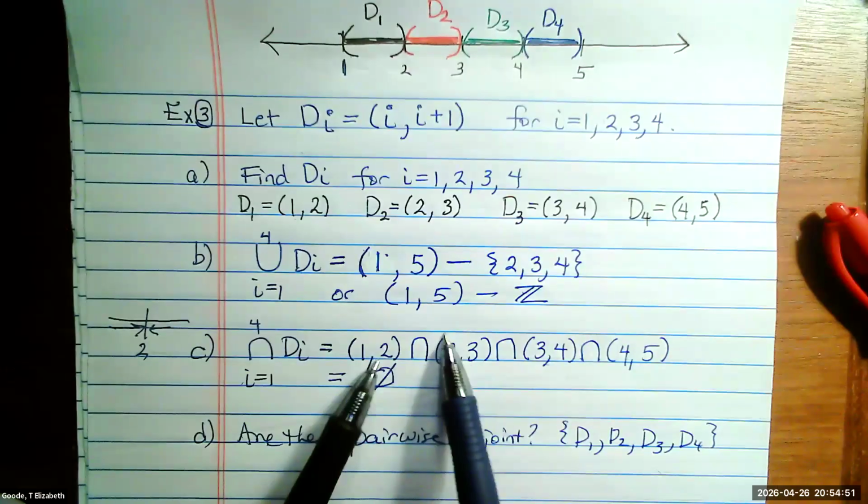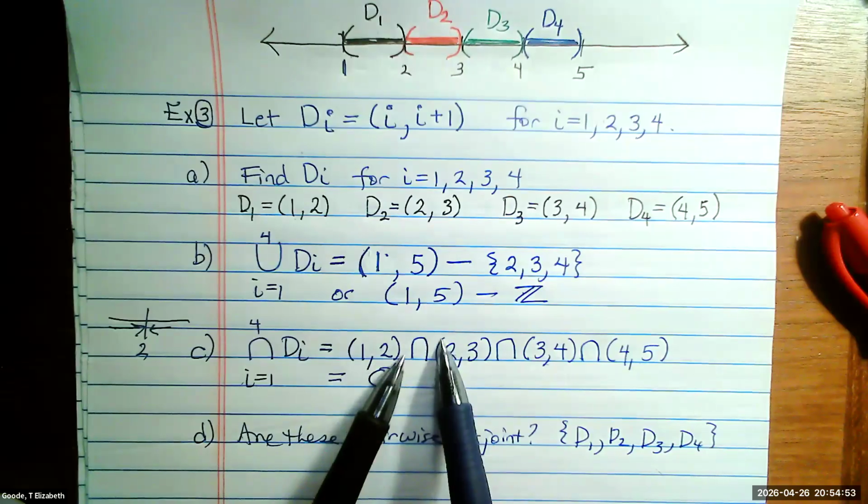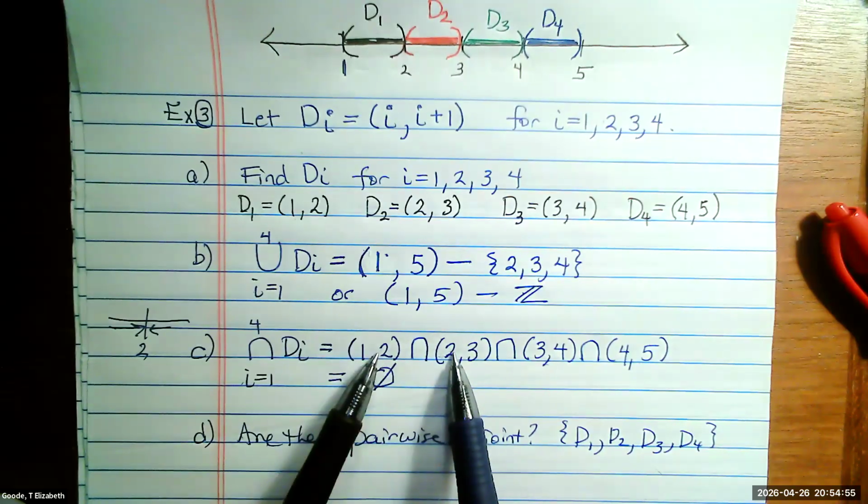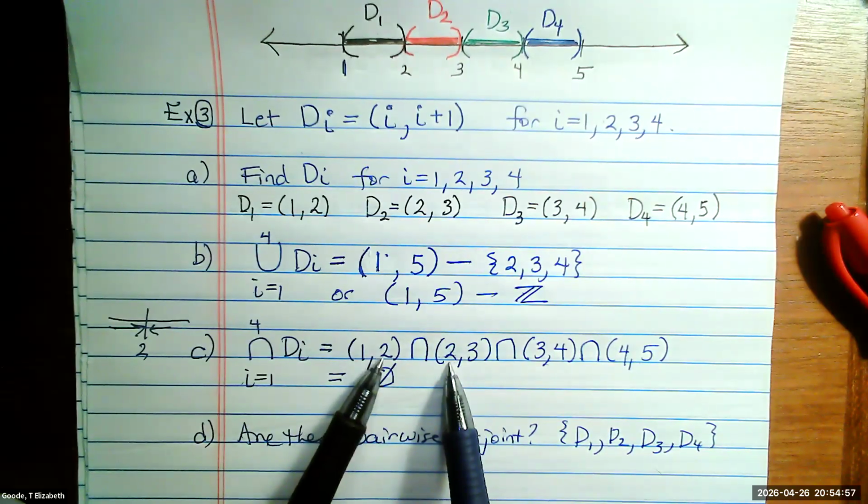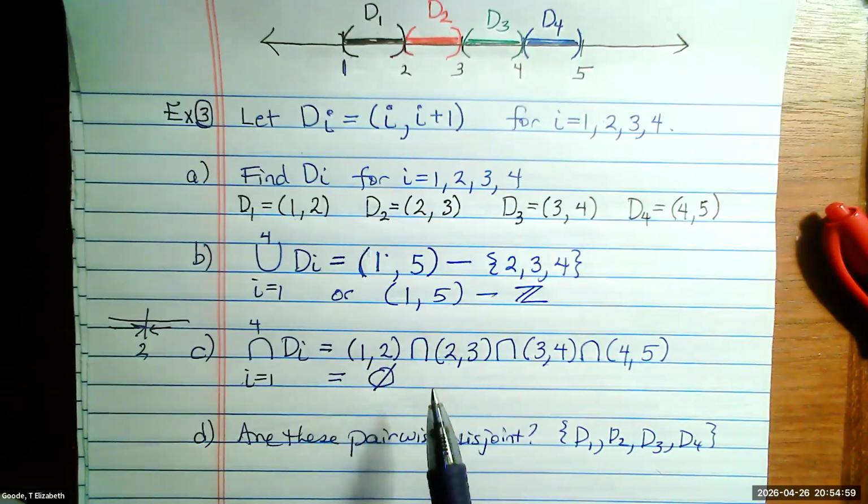So if these were both square brackets, they would share the two, but neither one of these even has the two, so they can't share the two.